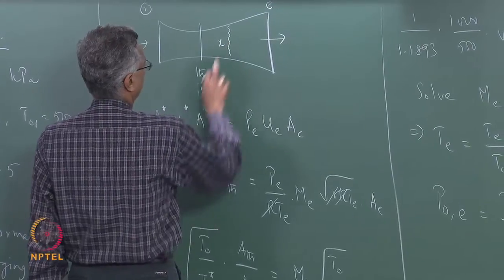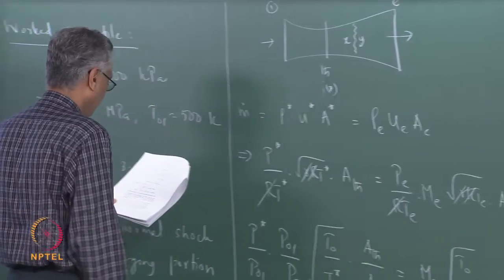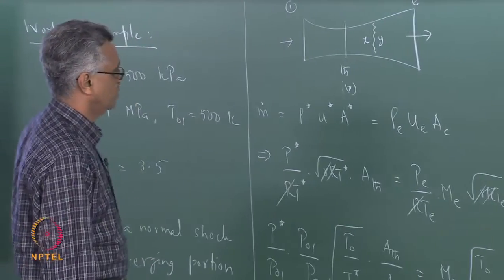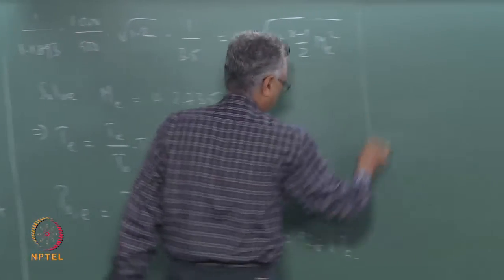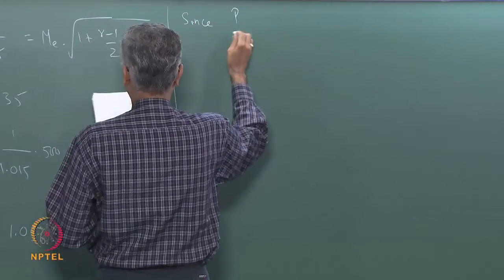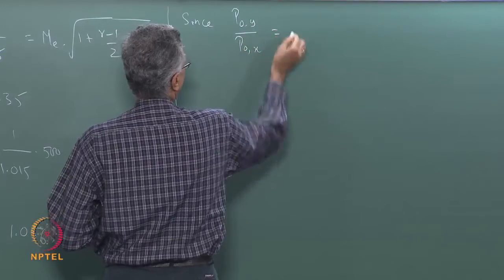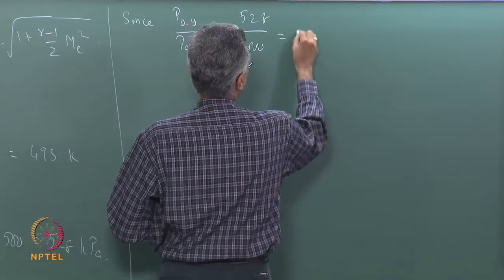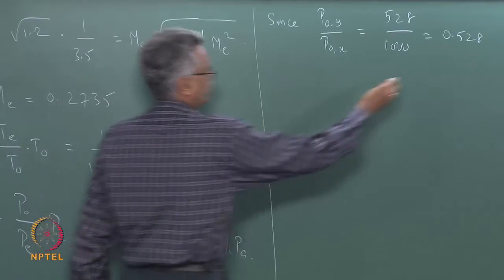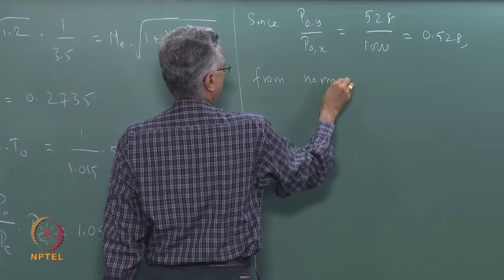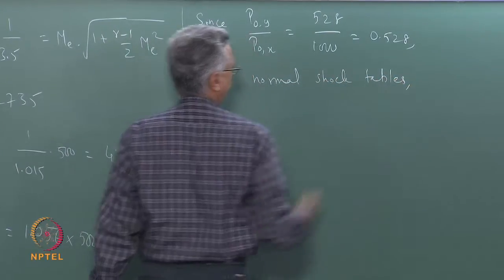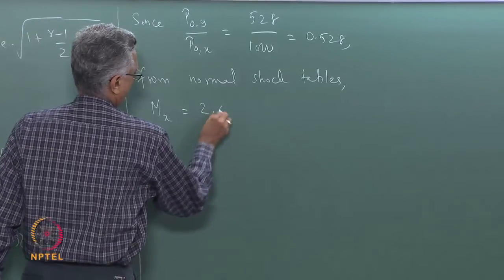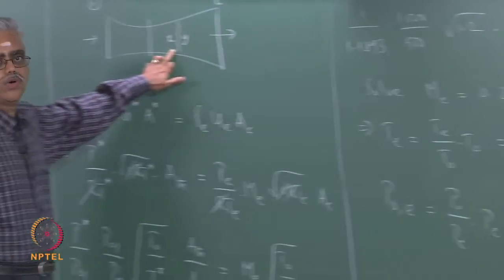So let me denote the state ahead of the shock by X and the state downstream of the shock by Y. Now I know P0x over P0y, right. So P0y over P0x is nothing but 528 divided by 1000. So that is 0.528. From the normal shock table, I can get Mx to be 2.43. So I know the Mach number here, Mx, is 2.43.